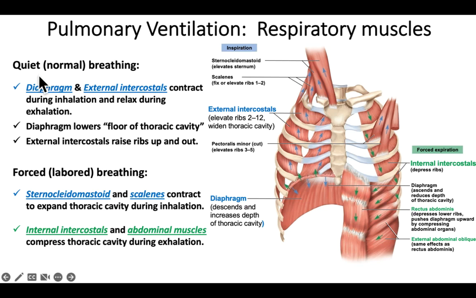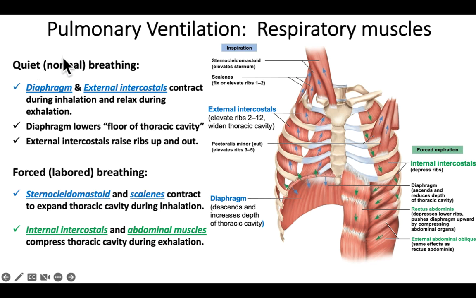So we've got two types of breathing. You have what we call normal quiet breathing, so that's what you do at rest. And then you have forced or labored breathing. That's if you're exercising and you really need to exchange a larger volume of air.